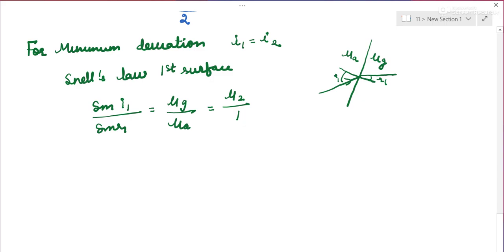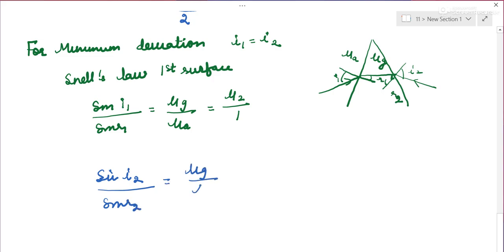Now similarly for the other surface we can write when light will enter from this side. So this is I2, this is R2 for the other surface. We have seen in the diagram already. So similarly we can write at the other surface sin I2 by sin R2, that is equal to mu glass by mu air from the other surface, right? They both are equal to mu G by mu A, no? So put them equal.